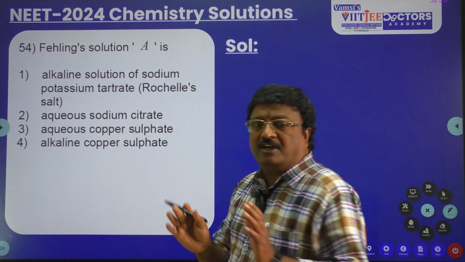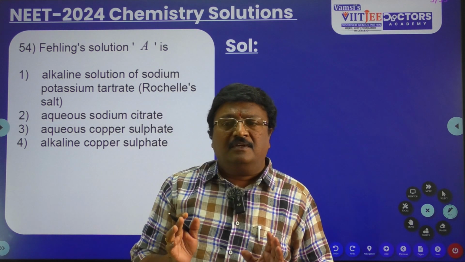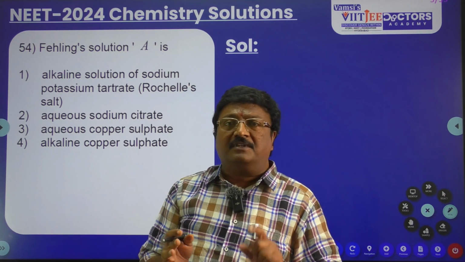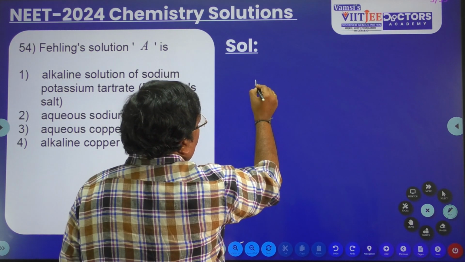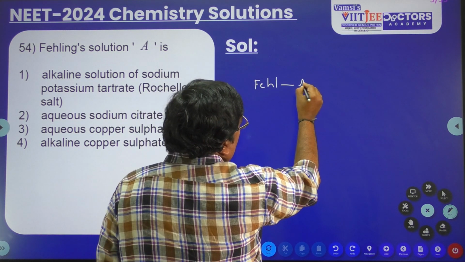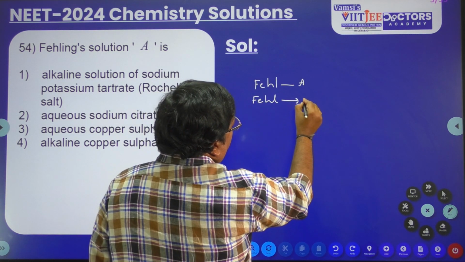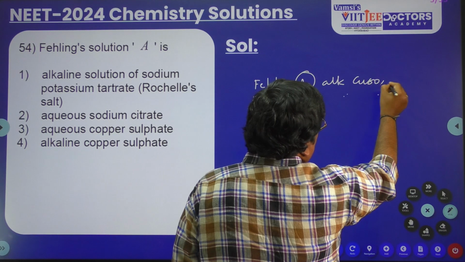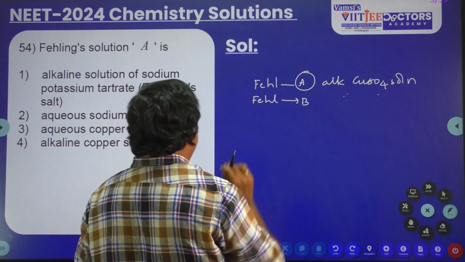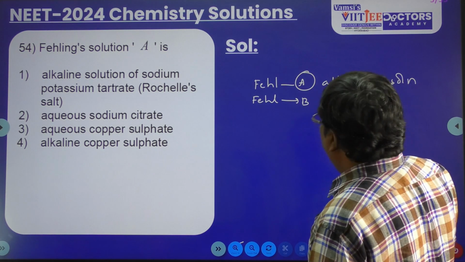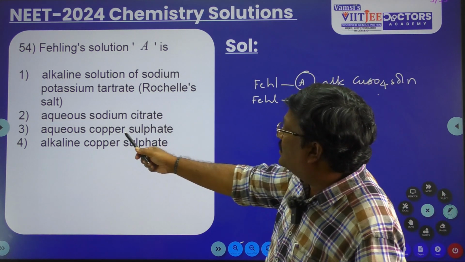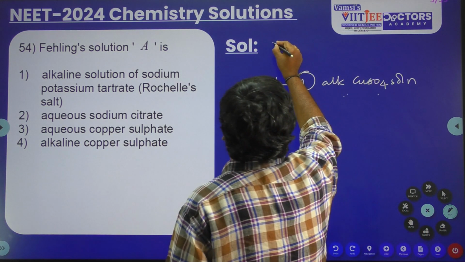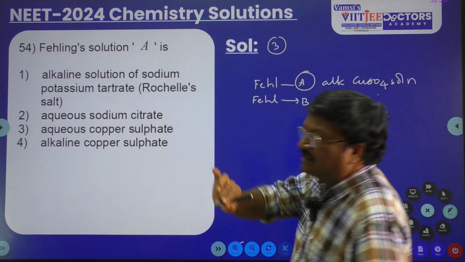Next question, Fehling's solution. In carbonyl compounds, we can use Fehling's solution. For the detection of aldehydes, we generally use Fehling's solution. It contains both Fehling A and Fehling B. Here Fehling A has been asked. It is the aqueous copper sulfate solution, while Fehling B is the alkaline Rochelle salt. So for this question, the solution is taken as 3.